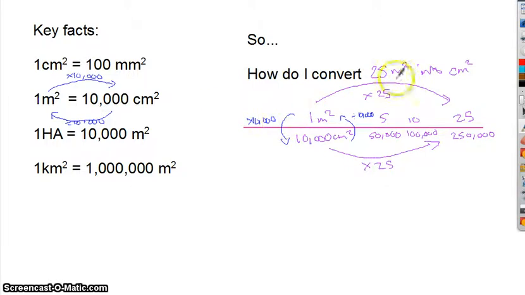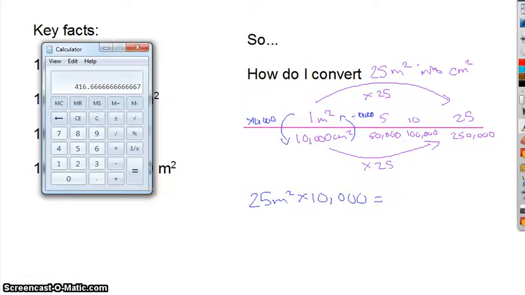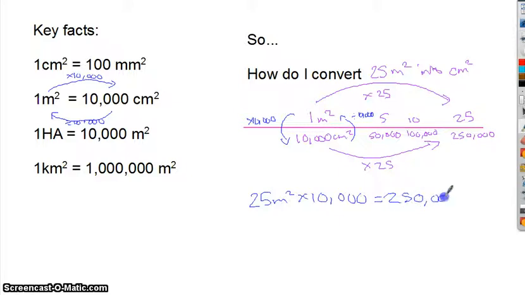So another way to look at this is 25 metres squared into centimetres squared. I need to go from metres to centimetres this way. I'm going to times by 10,000. And you can use a calculator if you like. 25 times 10,000 gives us 250,000. And if we get our units, we're talking about centimetre squared.